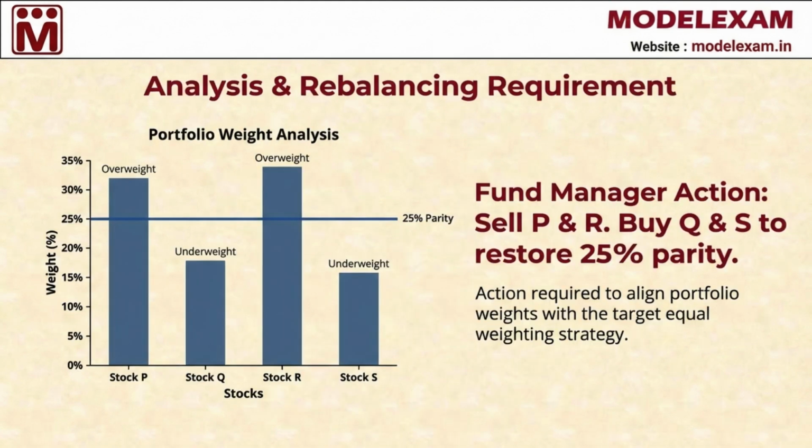The interesting part here is what happens when prices start moving. If one stock's price shoots up, it suddenly represents more than its 25% share. To fix this, the fund manager has to perform a rebalancing act. What this means is they will sell some of the stocks that went up in price and use that money to buy more of the stocks that fell. This process restores the balance so that every company once again has an equal influence on the index.